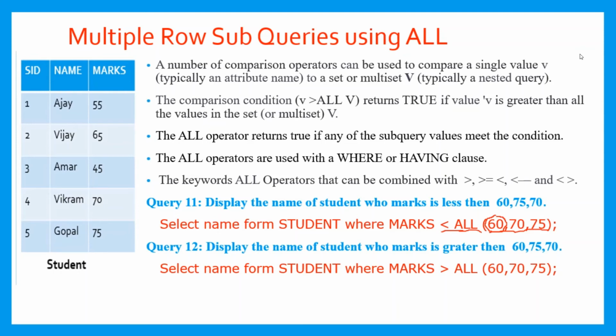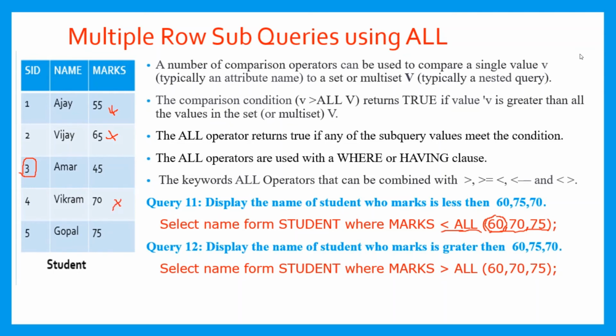Now, select name from student where marks. The first row has been selected and marks is 55. Now 55 is compared with the selected value. Whether 55 is less than 60? No, this is not going to be selected. Again the second student, marks is 65. 65 is less than 60? No, this is not going to be selected. Next 45. 45 is less than 60? Yes, true. This student ID is going to be written as output. Now 70 is compared with 60. No, it is false. This is not going to be selected.